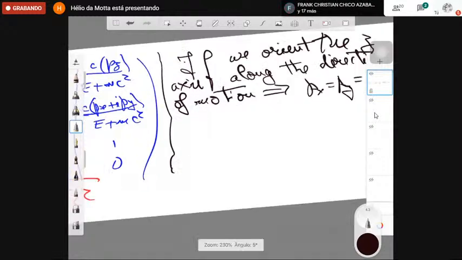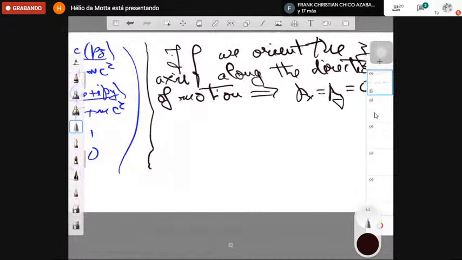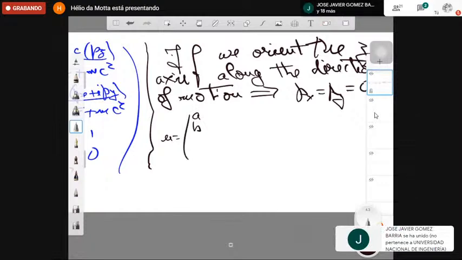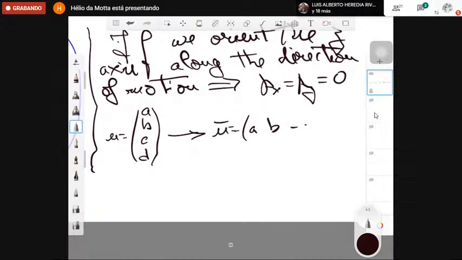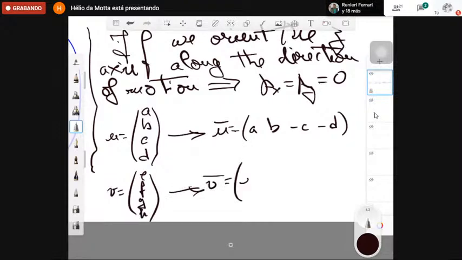Something important for us to do, which shows up in the equation, has to do with relativity, and we don't have time to go into details. If you have a U with four components A, B, C, D, we're going to have what's called U bar, which will be just A, B, minus C, and minus D. The same goes for a V: if you have V with components, V bar just replaces the two last ones with their negatives. Then we are ready to solve a Feynman diagram.